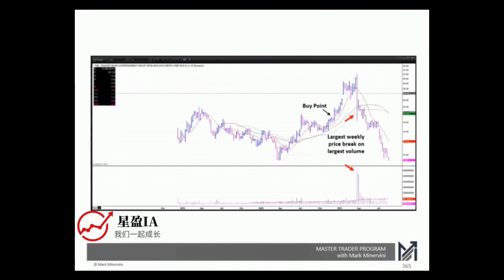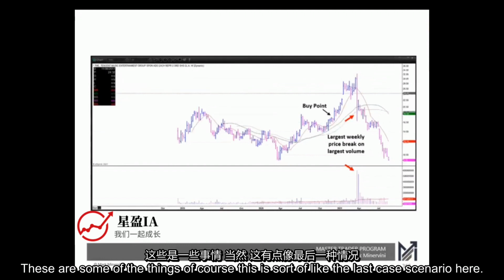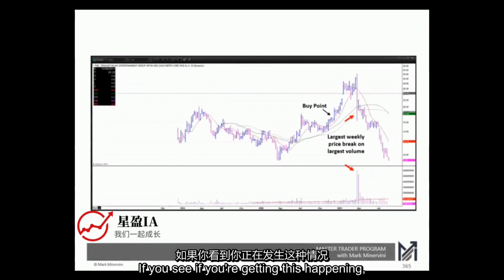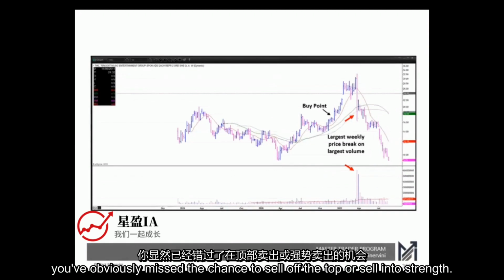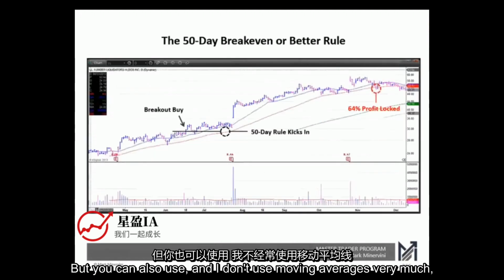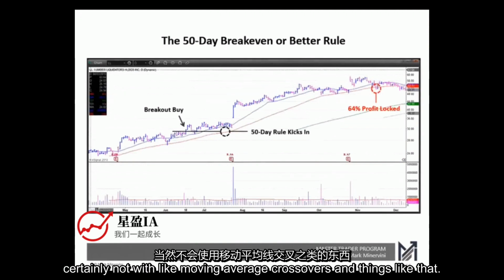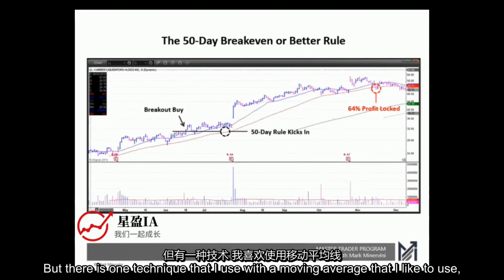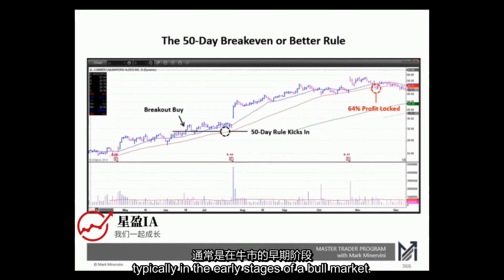Now, like I said, you can sell on the upside. You can also sell on the way down. These are some of the things. Of course, this is sort of like the last-case scenario here. If you're getting this happening, you've obviously missed the chance to sell off the top or sell into strength. But you can also use, and I don't use moving averages very much, certainly not with moving average crossovers and things like that, but there is one technique that I use with a moving average that I like to use, particularly in the early stages of a bull market.